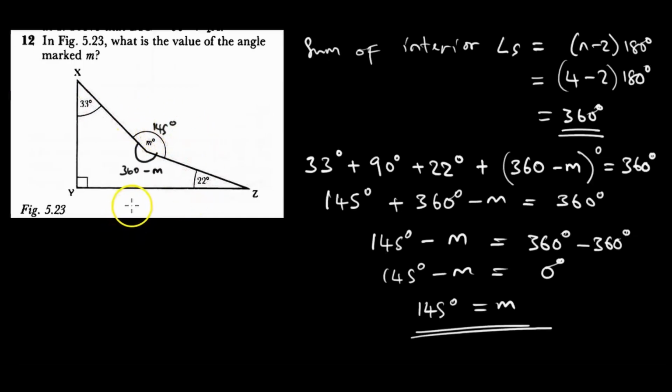Hazvinetse kuverifya zvinezvi. Mukati 360 minus 145 apo unowana chi? Unowana 215. 215 iyoyo yamunowana mukazoti plus 33 plus 22 plus 90 muchawana 360, which is the sum total of interior angles of a quadrilateral. So that is what we wanted to do.